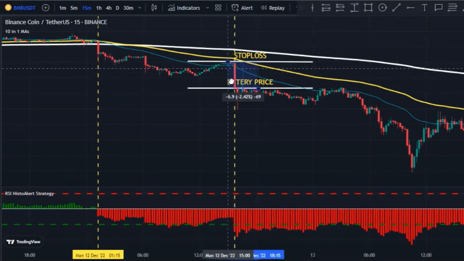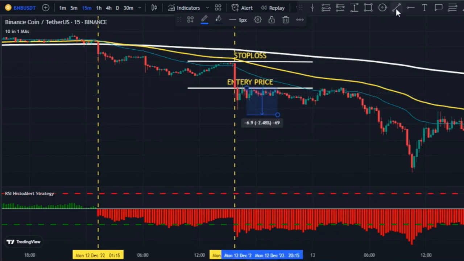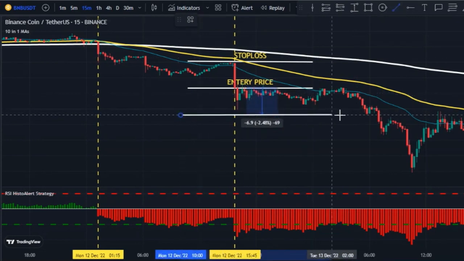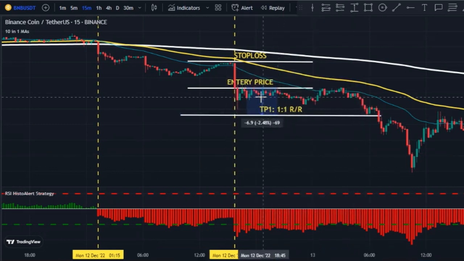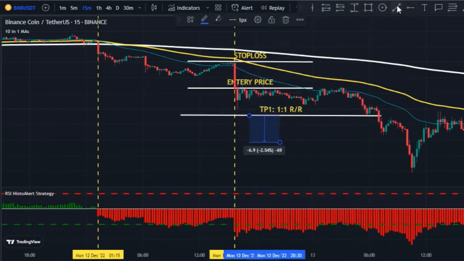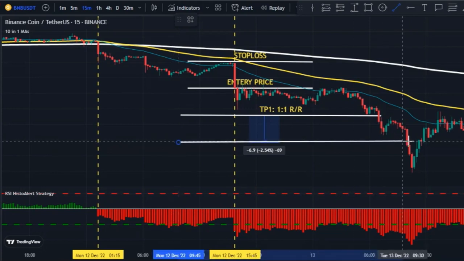We're going to use the risk-reward ratio of 1 to 1 for the first target. And we're going to use the risk-reward ratio of 1 to 2 for the second target.